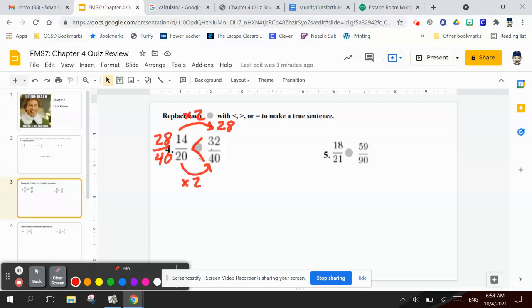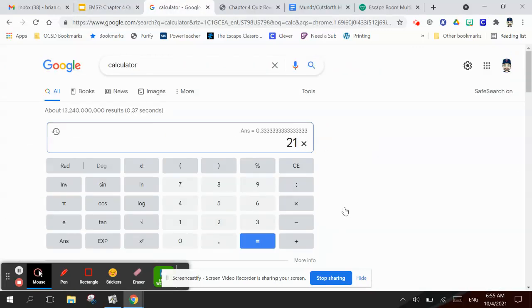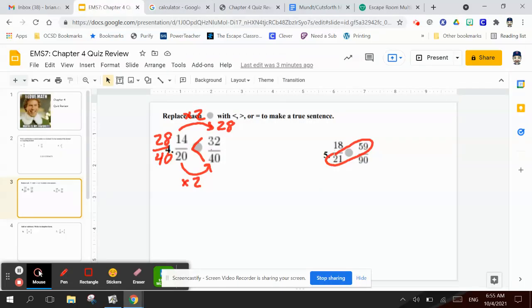Number 5, 18/21 and 59/90. This one here, I know 21 does not go into 90 equally. So I'm going to do the second way I would do that, and that is to cross multiply. I'm going to take 21 times 59. So I'll go to my calculator. 21 times 59 is 1,239. Since I multiplied denominator times numerator, I write that number up here next to this fraction.